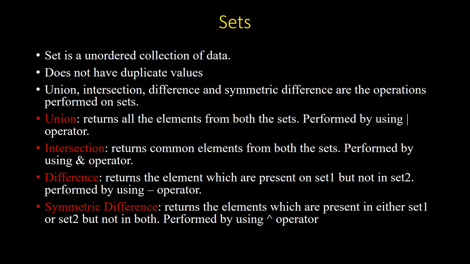The next one is the intersection operator. From the two sets, it returns only the common elements from both sets, and it is used with this operator. Then difference returns the elements which are present in set 1 but not in set 2, and it can be performed using this operator. The next one is the symmetric difference. It returns the elements which are present in either set 1 or set 2 but not in both, and it can be performed using this operator.